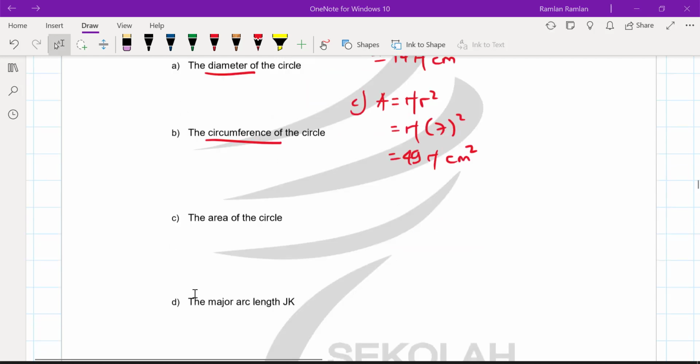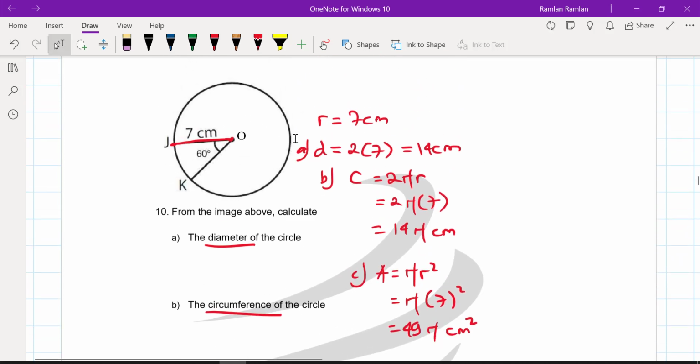Next question, D is the major arc length of JK. So, major arc length here. I'm going to highlight something. The first one is arc length. Arc length corresponds with the circumference of the circle, because if I say arc, it means just part of the outer part of the circle. For example, this curvy line here is an arc. This is also an arc.